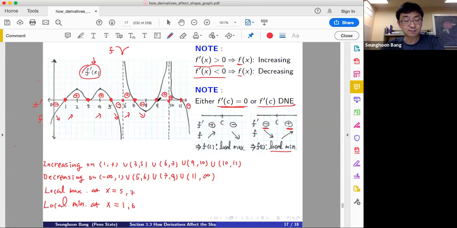What's 9? Minimum, again, is right. The graph is decreasing, then increasing at 9. Minimum.